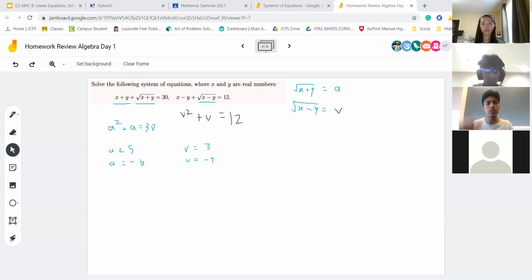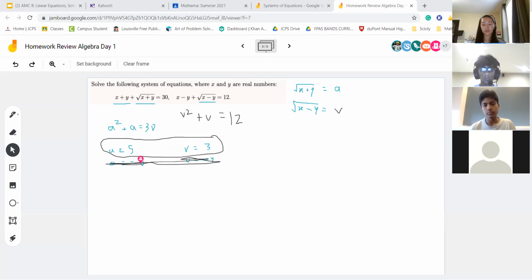Also, I want you guys to solve from here, but only use A equals 5 and B equals 3, because as I said yesterday, the principal square root is always positive. I think we could disregard the negative because that's not the principal square root. So solve for the positives, and remember what A and B are equal to. We found that A is equal to 5 and that V is equal to 3.